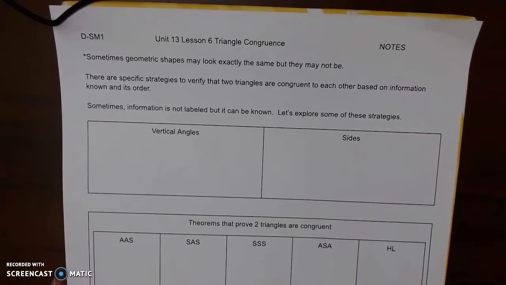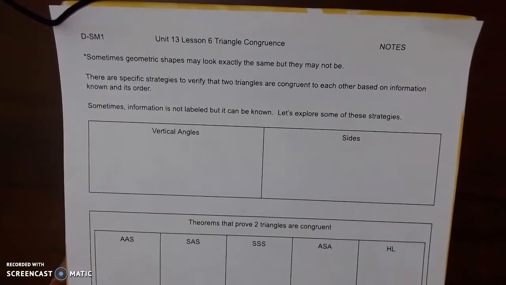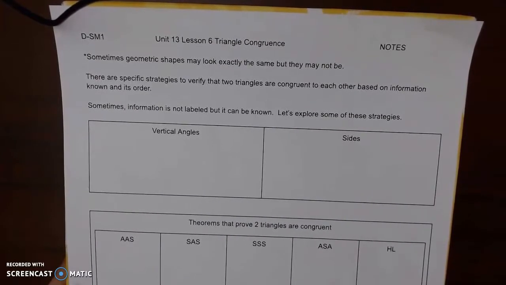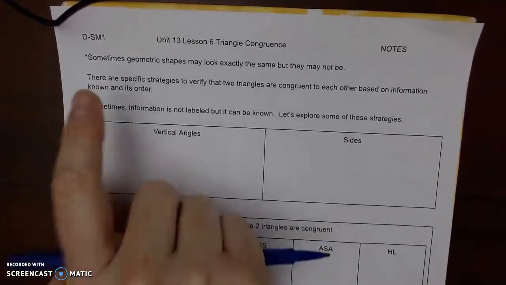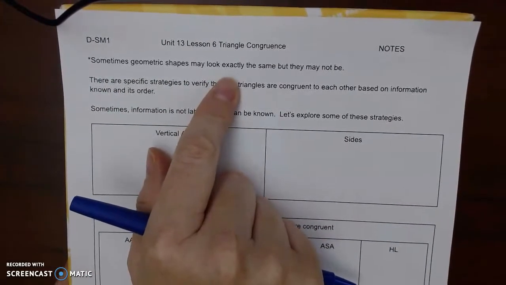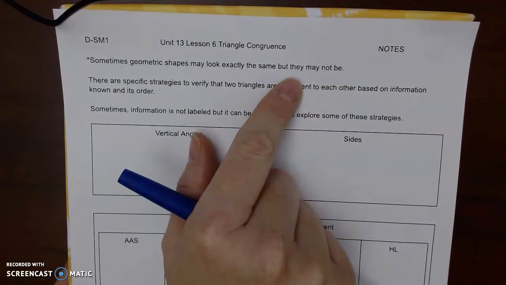Okay, we're on the last section of this unit, and it really has nothing to do with transformations, okay? So Unit 13, Lesson 6 is all about triangle congruence. Basically, we want to prove that two triangles are congruent using mathematical theorems and ideas, not just, oh, they look the same size, so they must be, okay? So sometimes they do look like they might be the same, but if you don't have a mathematical reason, you cannot say that they are congruent, okay?